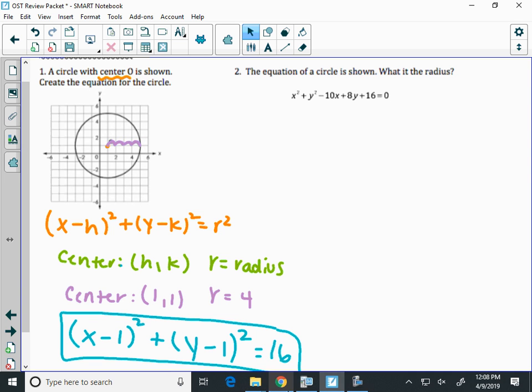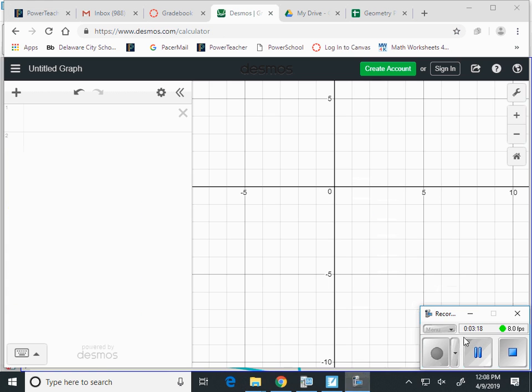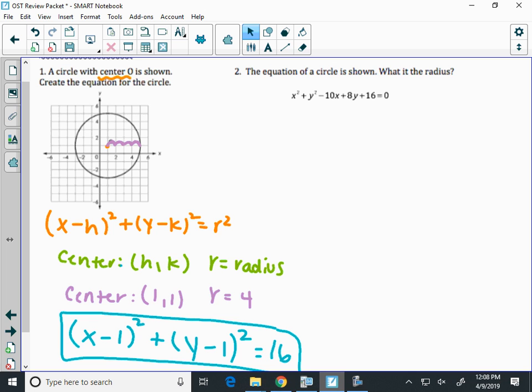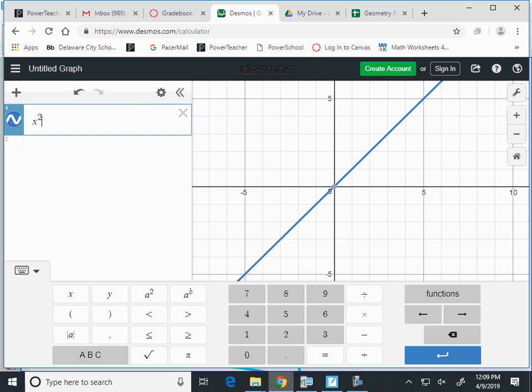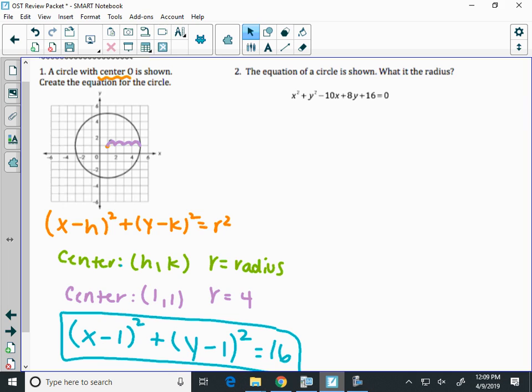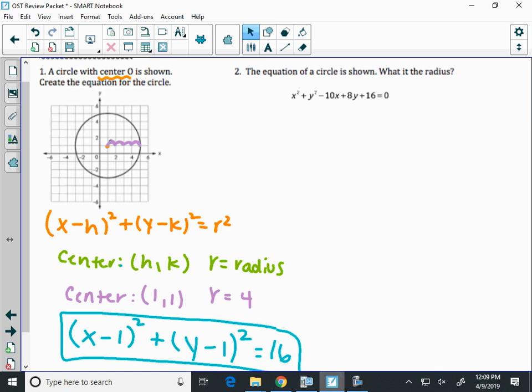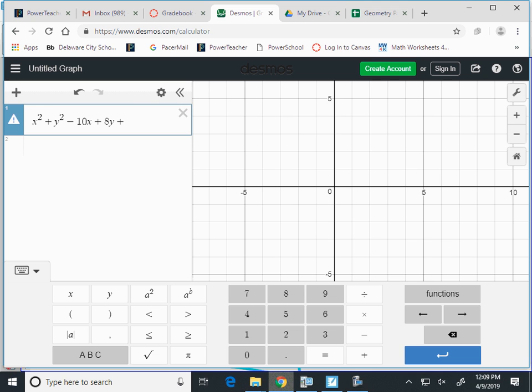Okay, so you're going to go to Desmos, and type it in exactly how it is on your paper. Everything. You literally plug in everything. So x squared plus y squared minus 10x plus 8y plus 16 equals 0. Even put the equals 0. If you don't put the equals 0, nothing graphs, and there's an exclamation point there, so that's telling you you need to put the equals 0. And then they graph this circle for you.